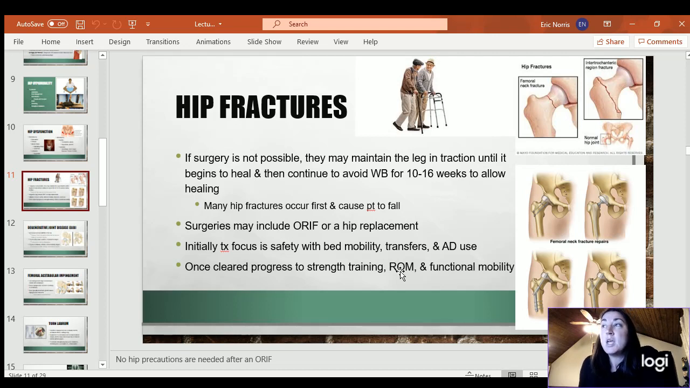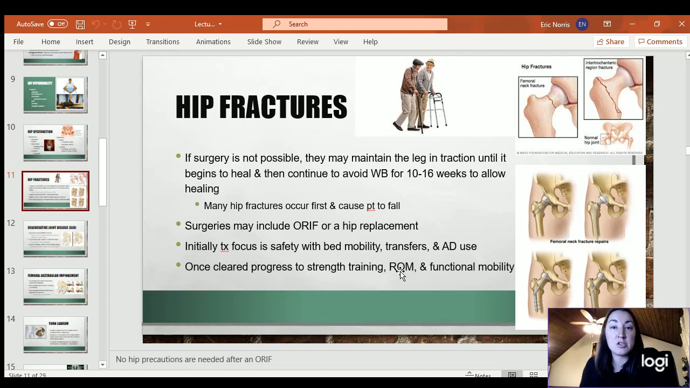So typically, remember the hip precautions if there has been a hip surgery from the anterior approach, those hip precautions would be, now I'm second guessing whether it's the anterior approach or the posterior approach.